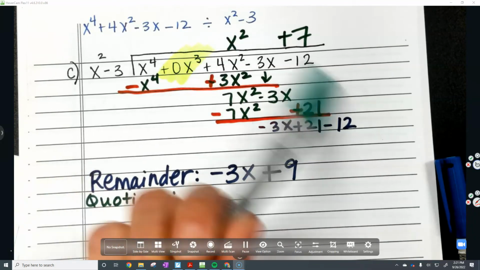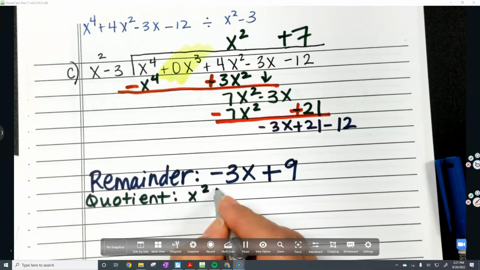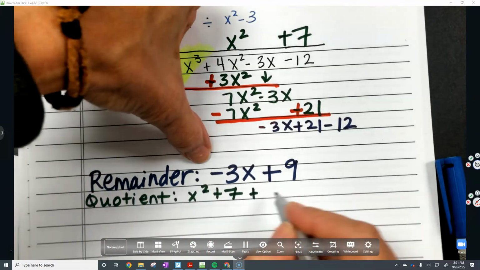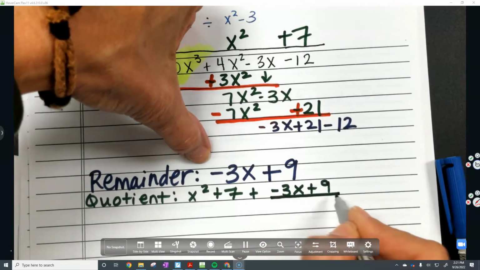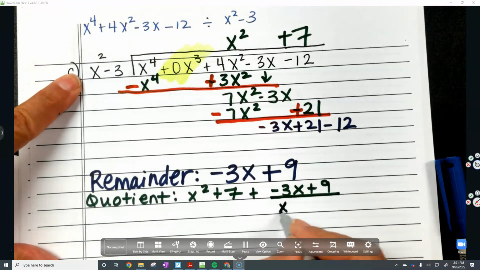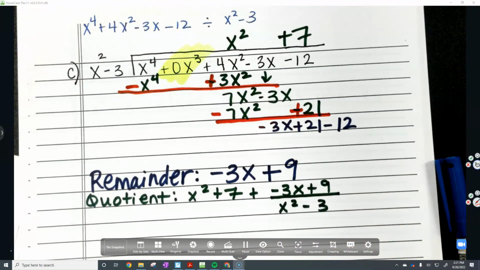So the quotient is going to be x squared plus 7 plus, that remainder is now a numerator. It has to be over x squared minus 3. That whole thing is the quotient.